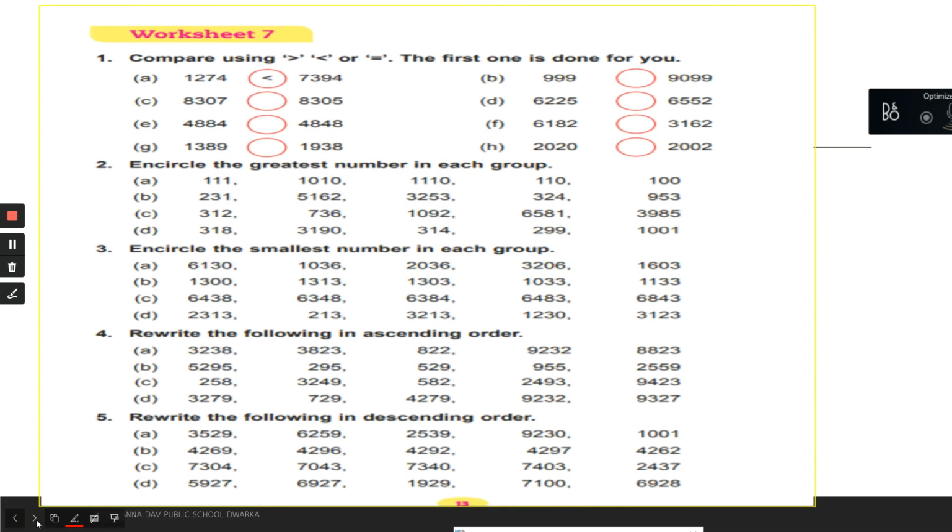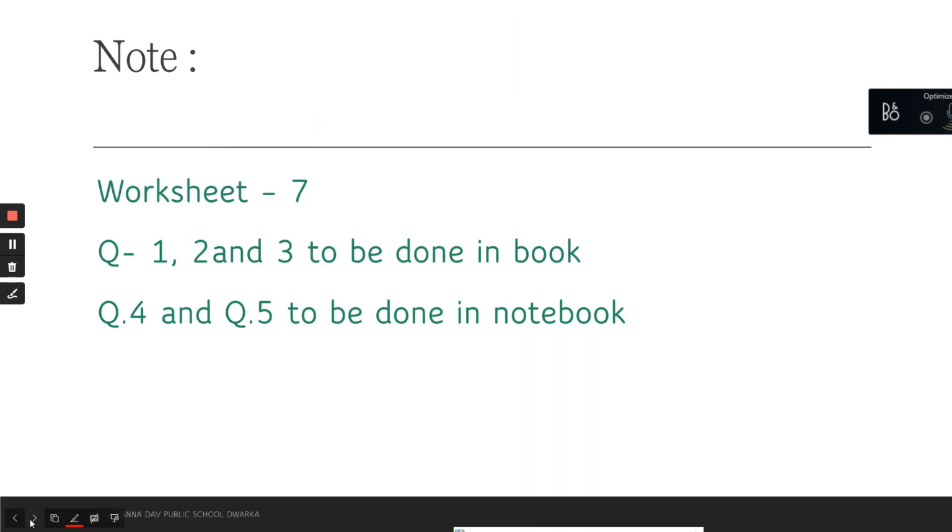Now, this is worksheet 7. Question numbers 1, 2, and 3 you will do in the book. 4 and 5 you will do in the notebook.